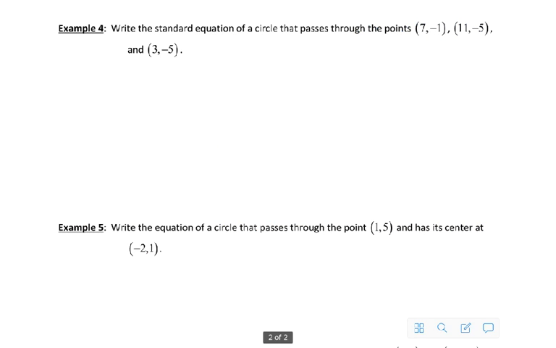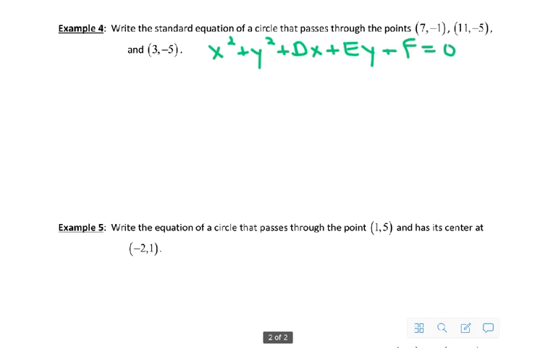In order to practice something that we did earlier in this semester that will be on your final exam, we're going to talk about writing an equation of a circle if I give you 3 points on the outside of a circle. Write the standard equation of a circle that passes through the points 7, negative 1, 11, negative 5, and 3, negative 5. So the standard equation was x squared plus y squared plus dx plus ey plus f equals 0.